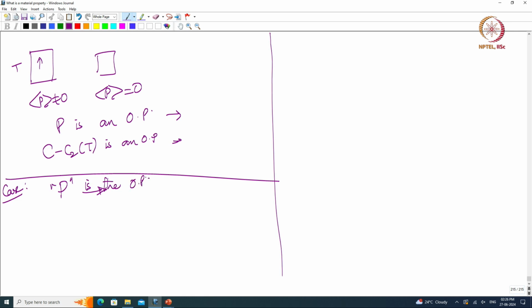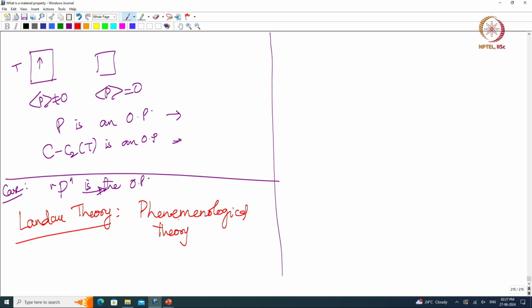Now with this understanding of what an order parameter is, let us go and check out what Landau theory says. Landau theory is just a phenomenological theory.